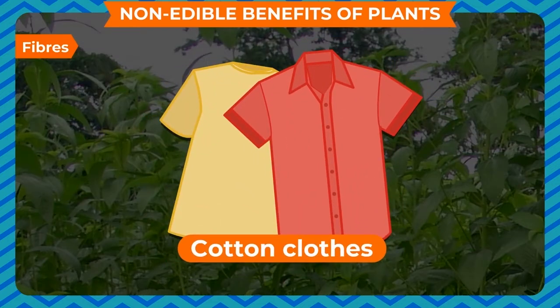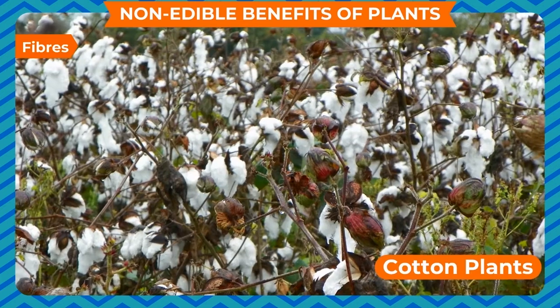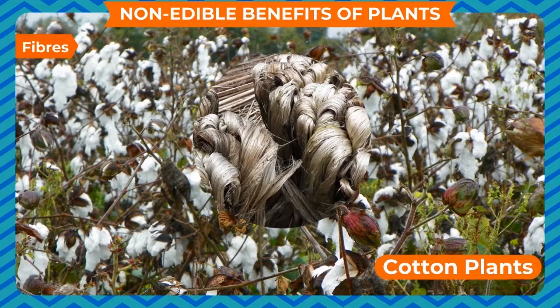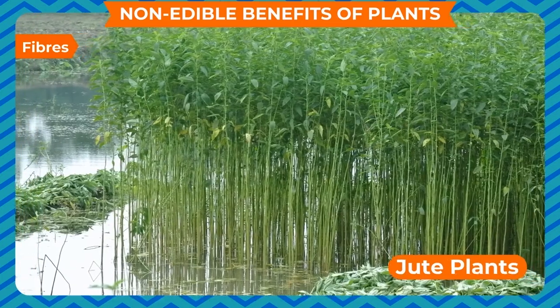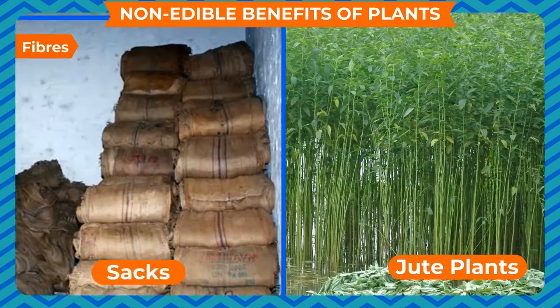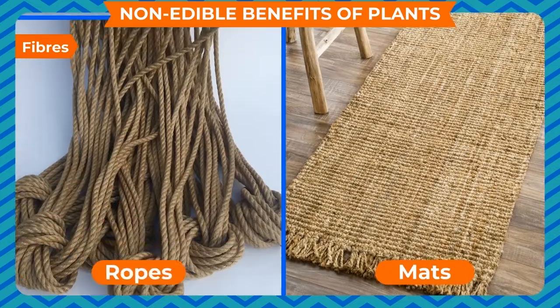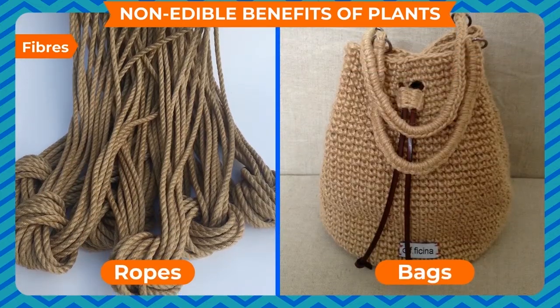Cotton clothes are made from the fibers obtained from cotton plants. Jute is made from the fibers obtained from jute plants. Jute is used to make sacks, mats, ropes, bags, etc.